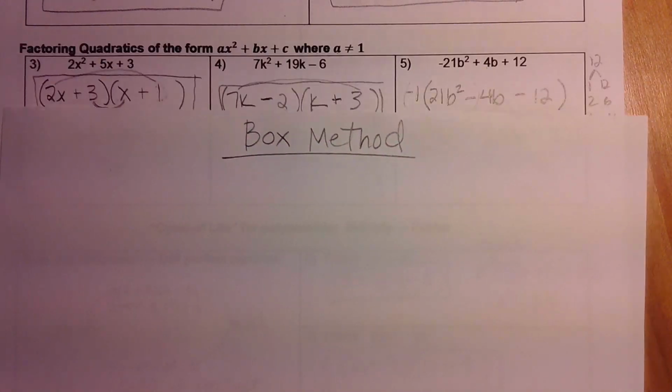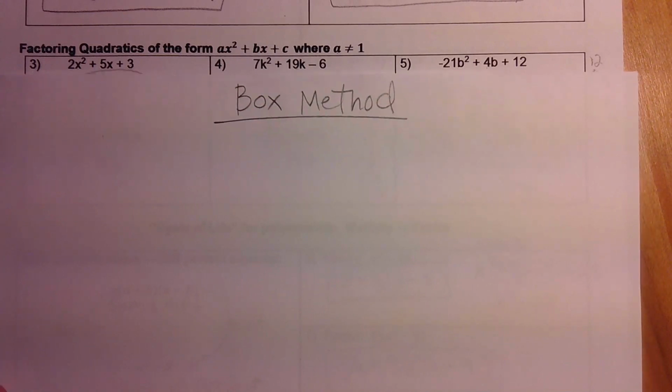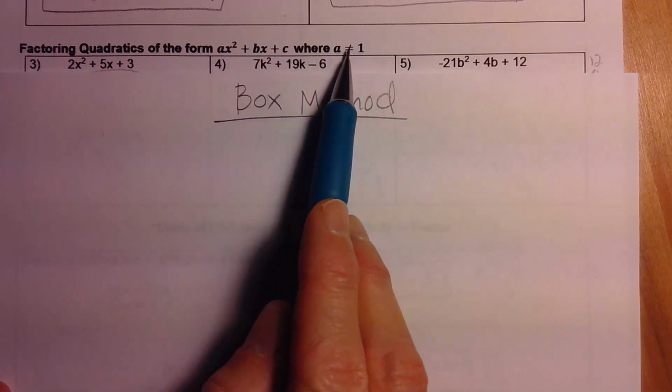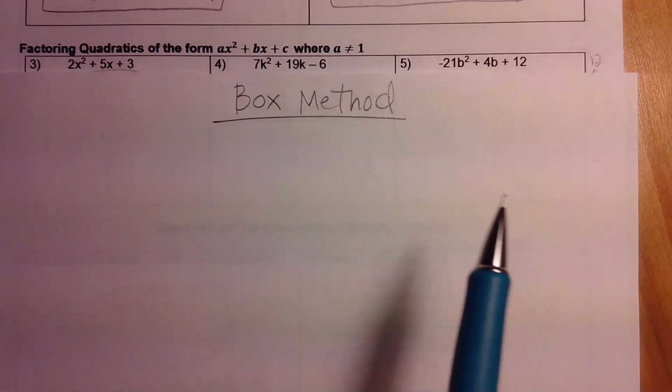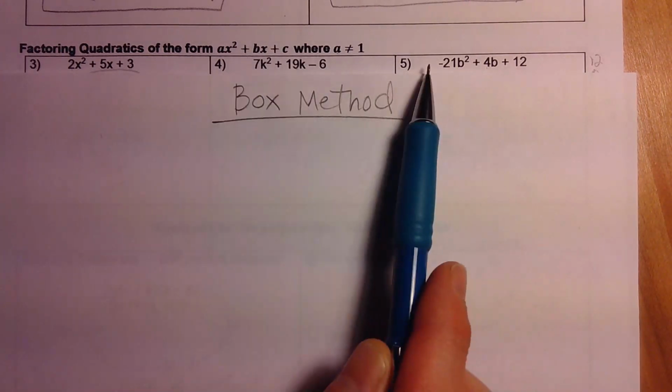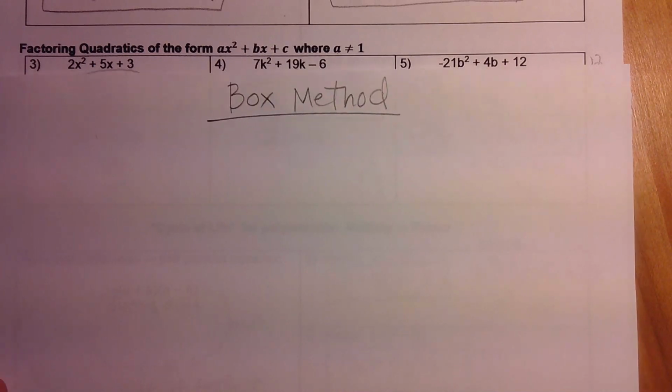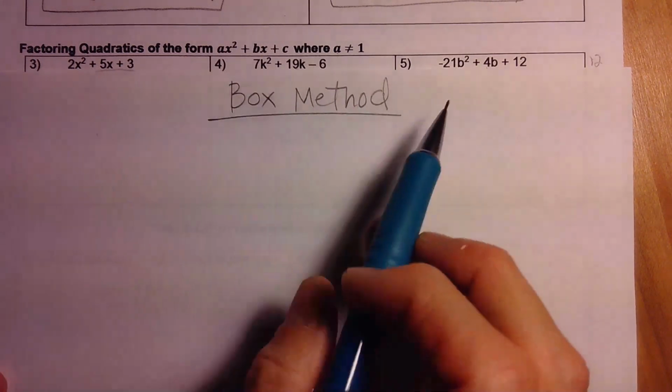I was going to just do a quick video about the box method for those of you who are interested. So the box method is used for factoring these more complicated trinomials where the leading term is not 1. So 3, 4, and 5, we already worked them in our notes on the last video, so we do already have answers for them. So let's go ahead and just do number 3 and we'll do number 5.